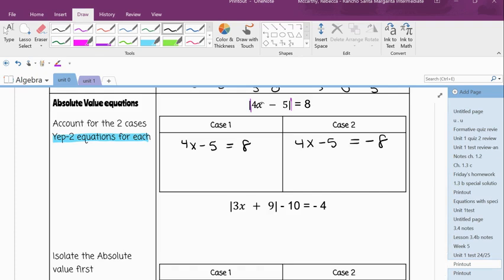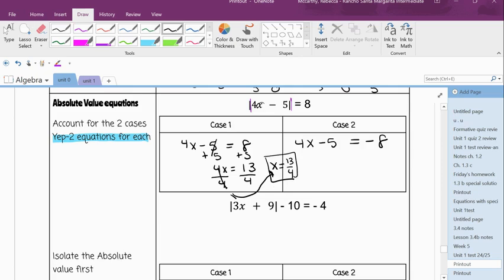I'm going to add 5 to both sides, and I get 4x equals 13. Divide by 4, divide by 4. I apologize, I did not have enough room, so I'm going to put it over here. x is equal to 13/4. I cannot simplify that, and that's my final answer. Now, make sure I don't drop a negative.